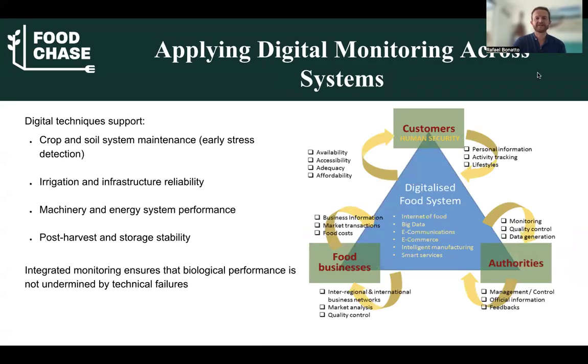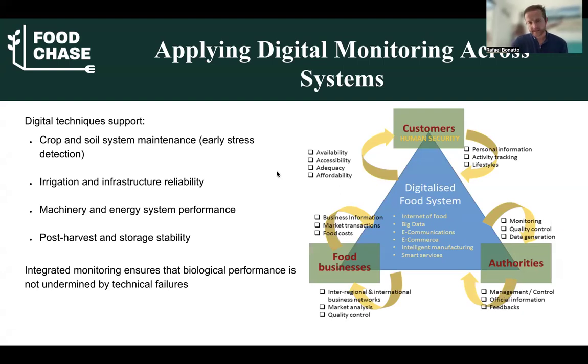Applying digital monitoring across systems. This figure on the right-hand side has been extracted from an updated paper as well that shows the digitalized food system and the components of it, which are basically three actors: food, businesses, and customers, and how such things are interrelated and how the spots and the figures are connected, okay? This paper explores and shows you how this food system is interrelated and how important each of those steps is, okay?